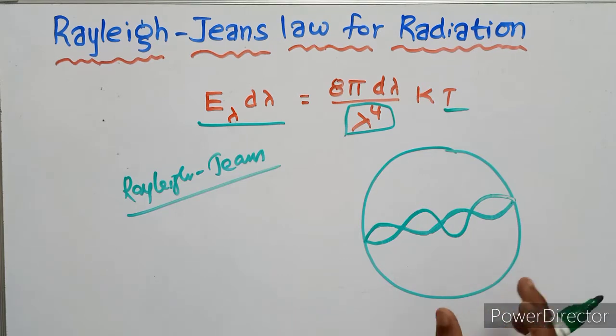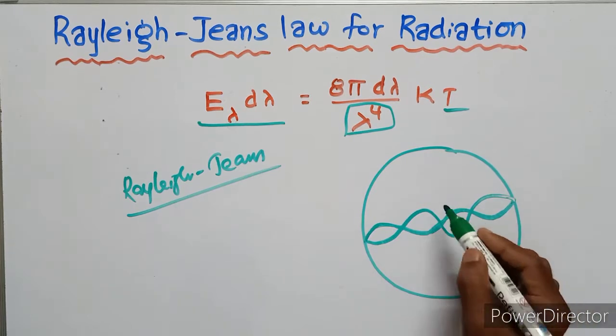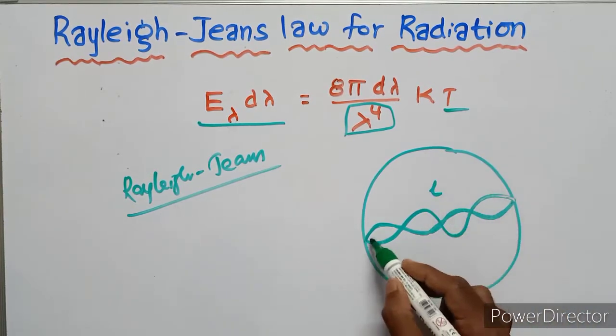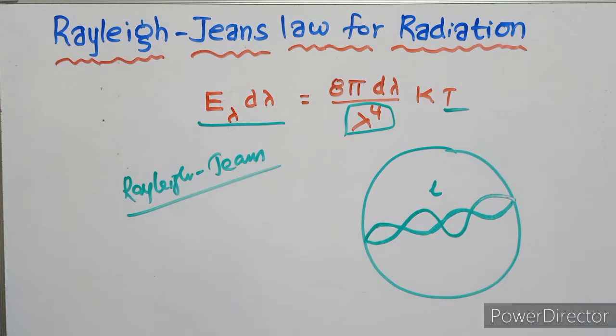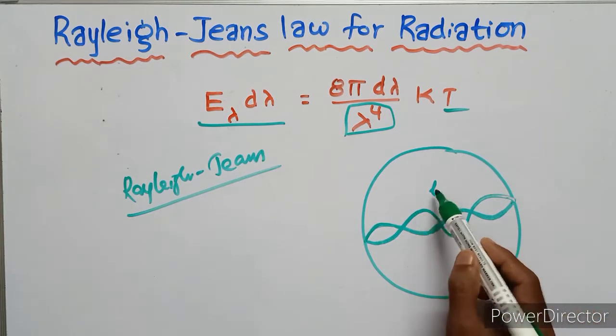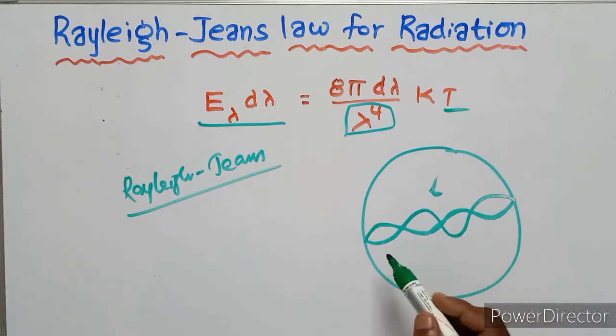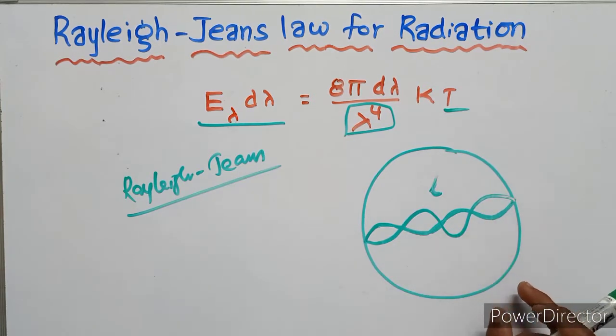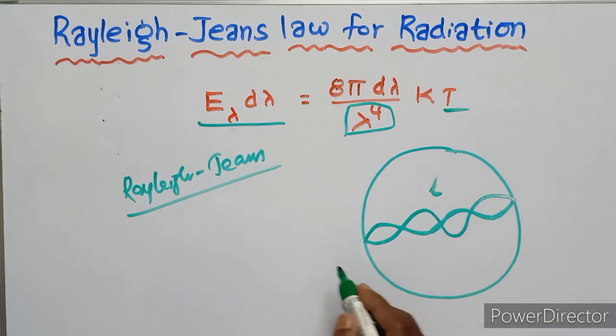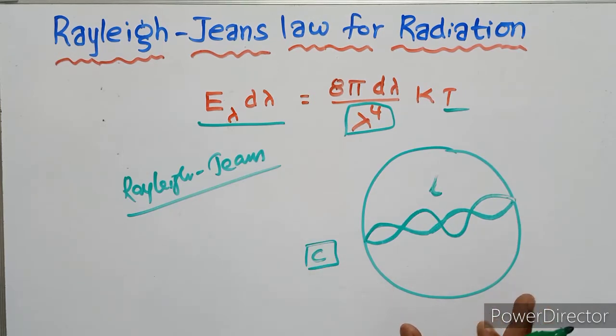Let L be the distance between the walls of the enclosure, according to allowed frequencies. So this is the stationary wave, then the frequency is produced. Here L is the distance between the walls of the enclosure, C is the velocity of radiation, and lambda is the wavelength of vibration of radiation.